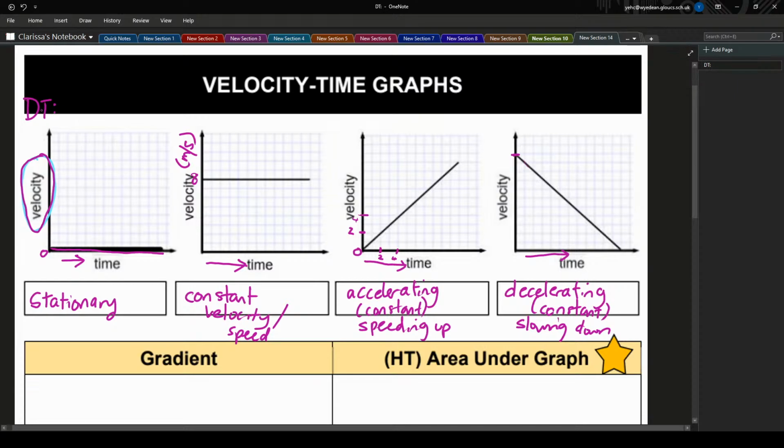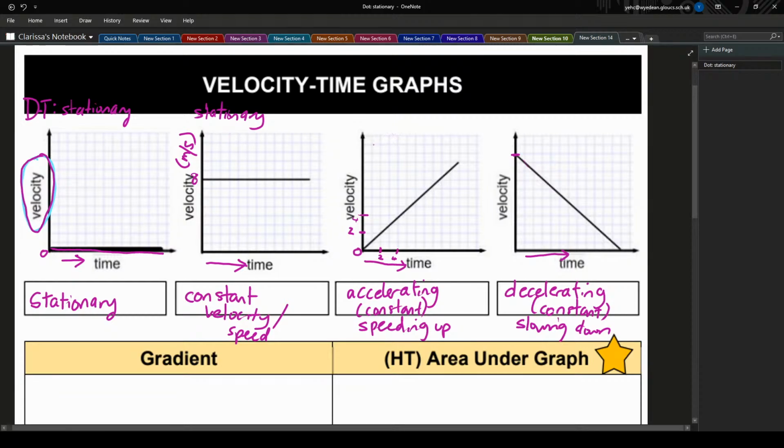I'll put dt as distance time. If our distance time graph had this shape, it would also be stationary because it would be at 0 as time increases. If it had this shape, it'd also be stationary because the distance is not moving as time increases.